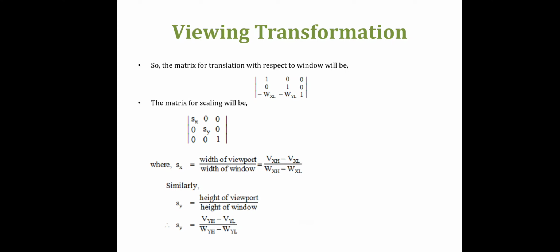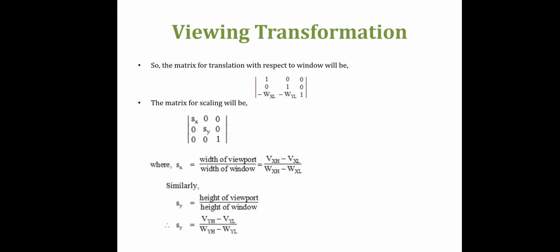So, in this way I am representing the width, as well as the height, which will be represented as the highest height of the viewport minus the lowest height of the viewport, divided by the highest height of the window, divided by the lowest height of that window. So, in this way I am representing this.